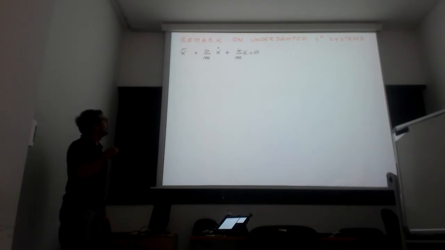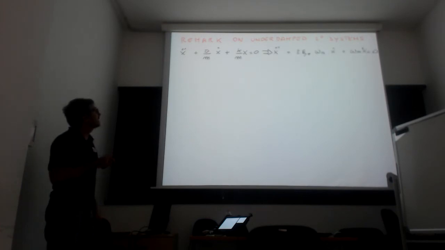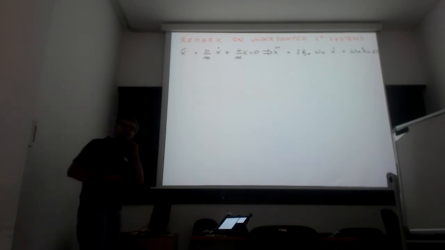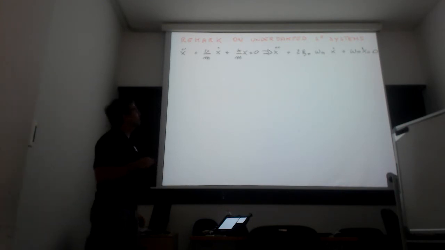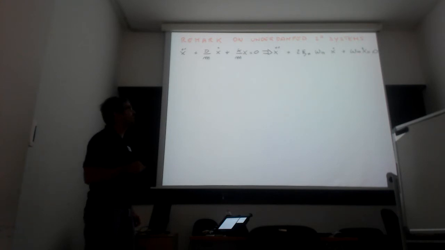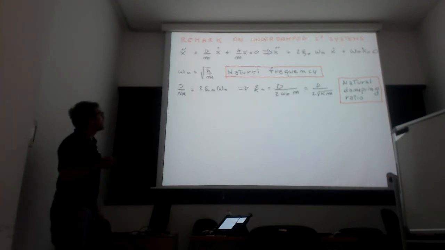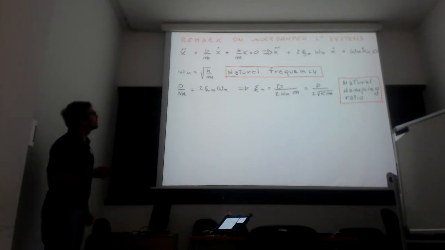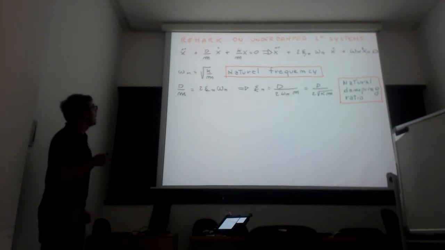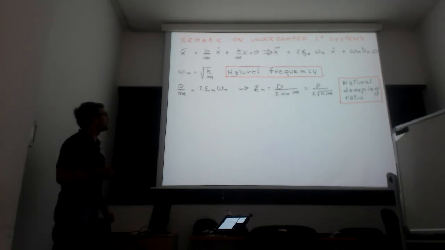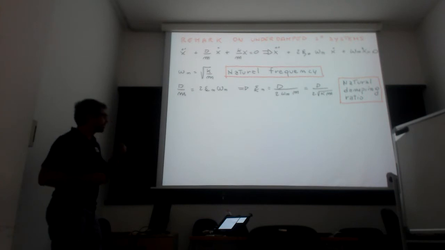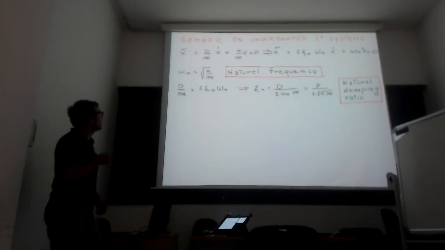If we divide by the mass, we can see the usual equation of a second order system, where we can compute, for example, the natural frequency and the natural damping ratio. To compute the natural frequency, we equate this to omega n squared. And so we see that the natural frequency is related to the stiffness of the spring. So the stiffer the spring, the faster the system oscillates. And the damping ratio can be computed from this term.